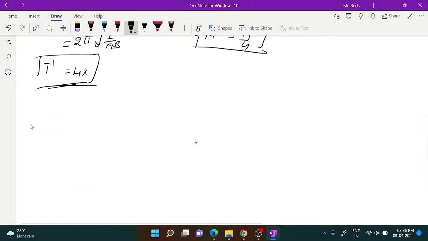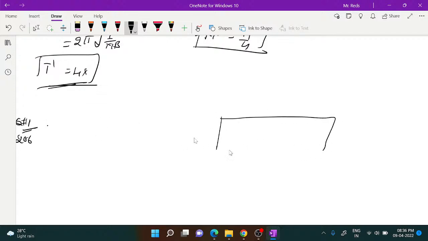See question number 1 of page 206. Let us consider this is a bar magnet having north and south poles, so that it has a pole strength plus m and minus m. If you cut 4 times, not 4 pieces, cut 4 times. If you cut one time exactly at the midpoint along the axis, it becomes 2 pieces. Here, if you cut 3 times, 4 pieces it becomes.